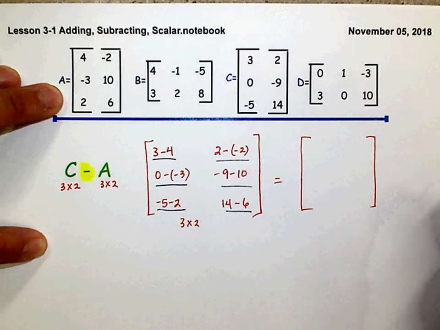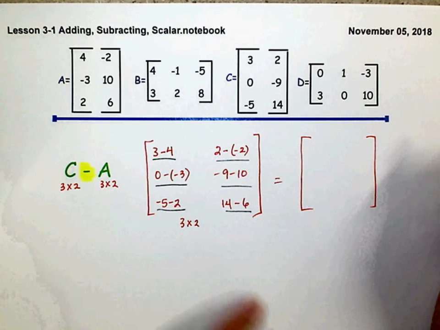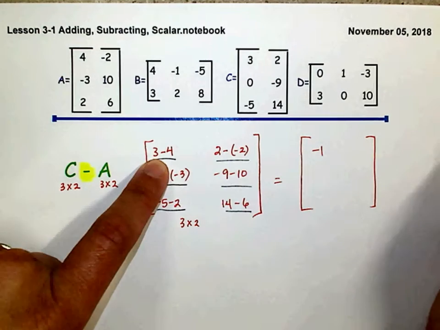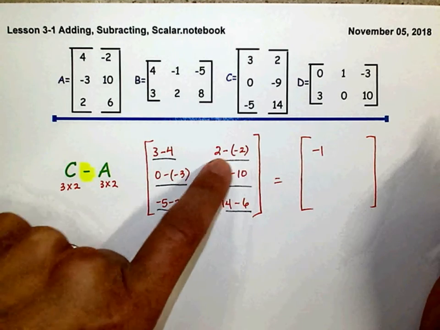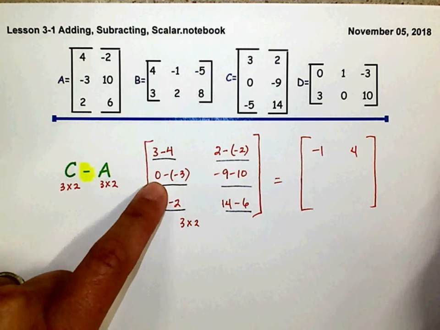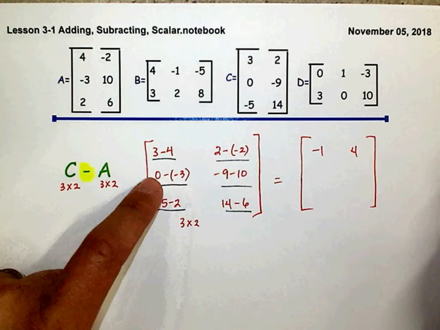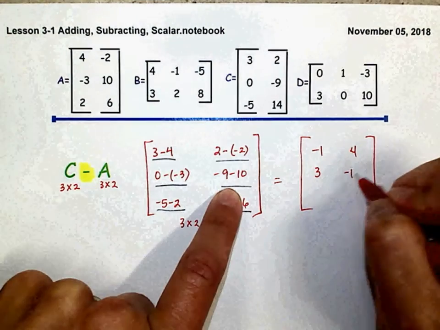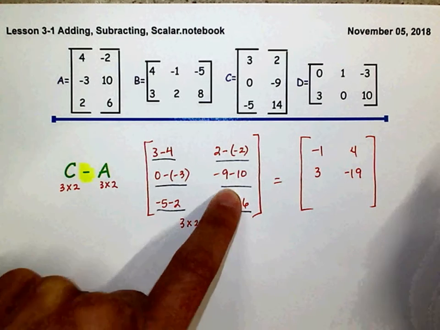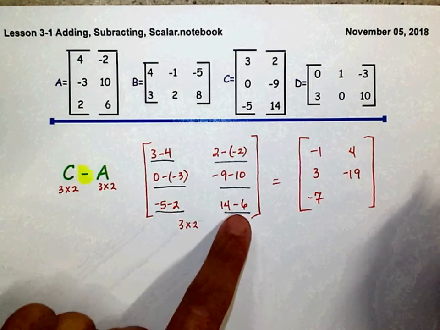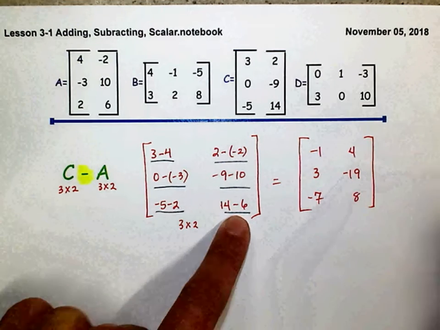So let's go ahead and figure out our math. Let's do the operations. 3 minus 4 is negative 1. 2 minus negative 2, that's 2 plus 2, which is 4. 0, negative and negative makes positive. 0 plus 3 is 3. Negative 9 minus 10 is negative 19. Negative 5 minus 2 is negative 7. 14 minus 6 is 8. So there's your solution.